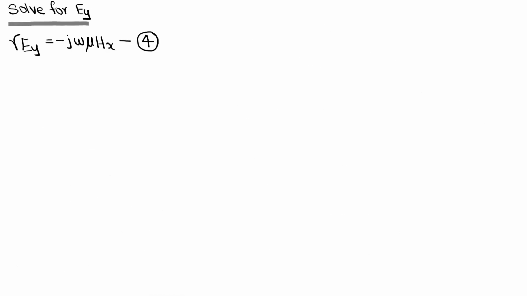So this is Ex. Now to solve for Ey, we consider the equation gamma Ey equal to minus j omega mu Hx. Now we will get Hx equal to minus gamma upon j omega mu into Ey.